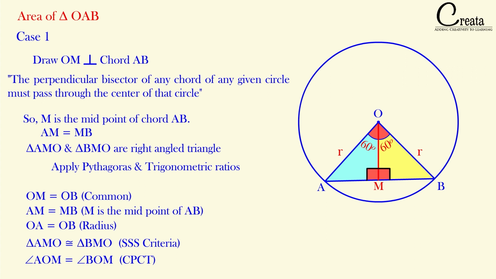Second benefit, we got this angle, which will help us to apply the trigonometric ratio. You can take either this angle or this angle as the trigonometric angle. You know two angles, so you can apply the sum property of the triangle to find the third angle. So this is the first case, in which OM is perpendicular to AB.